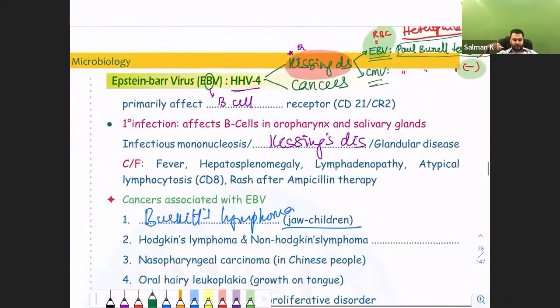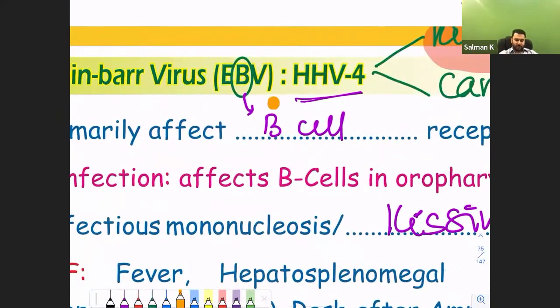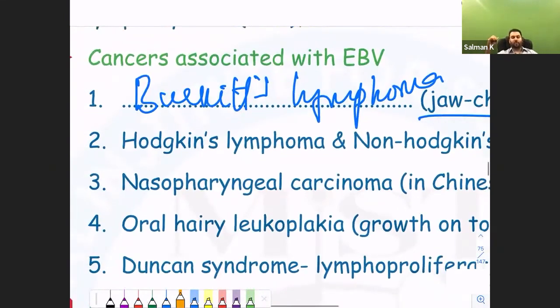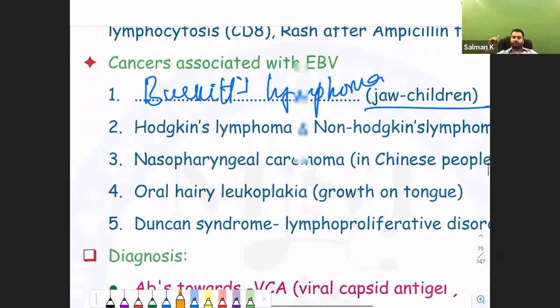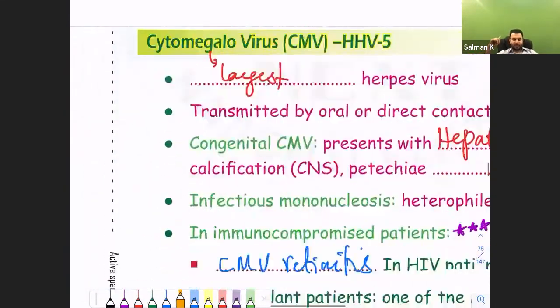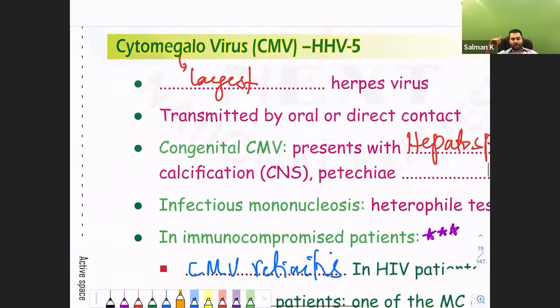Cancers: since EBV affects the B lymphocytes, what kind of cancers are expected? Lymphomas. Because of the word lymphocytes, you're going to expect lymphomas. Done? That is Epstein-Barr virus. One thing it causes is kissing disease. Second is cancers.